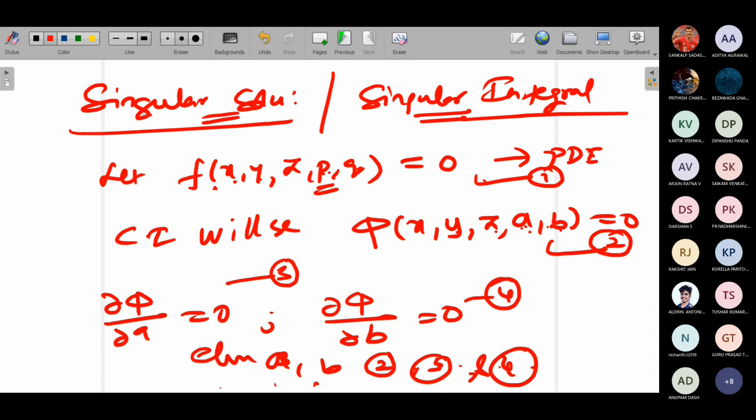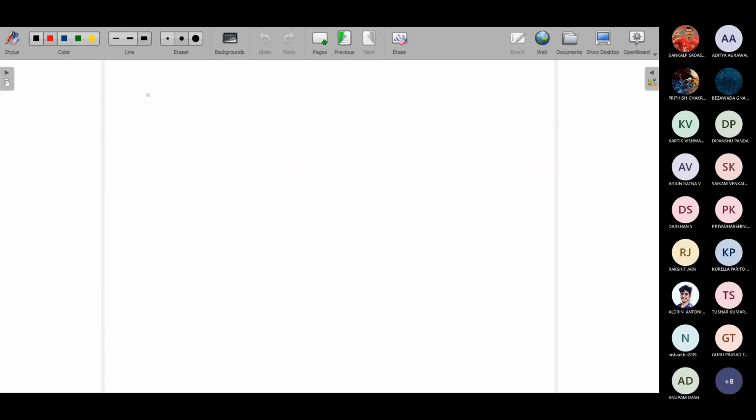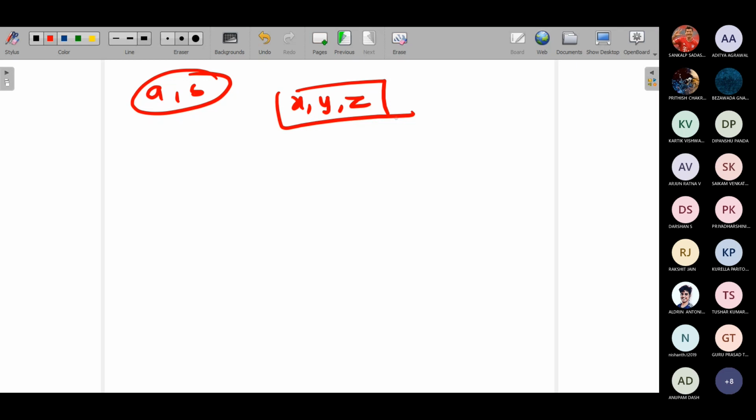Is it clear? I'm going to repeat it once. See, the singular integral is nothing but eliminating the arbitrary constants a and b. Ultimately, you will have a solution involving the variables x, y and z alone. This solution is called the singular solution.